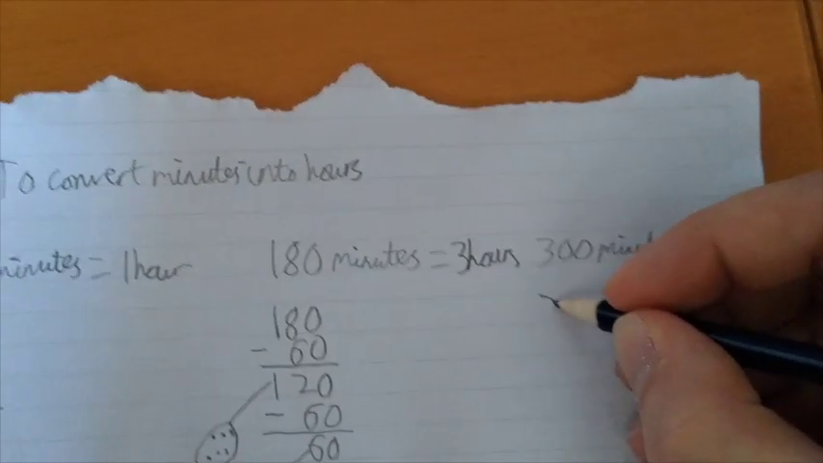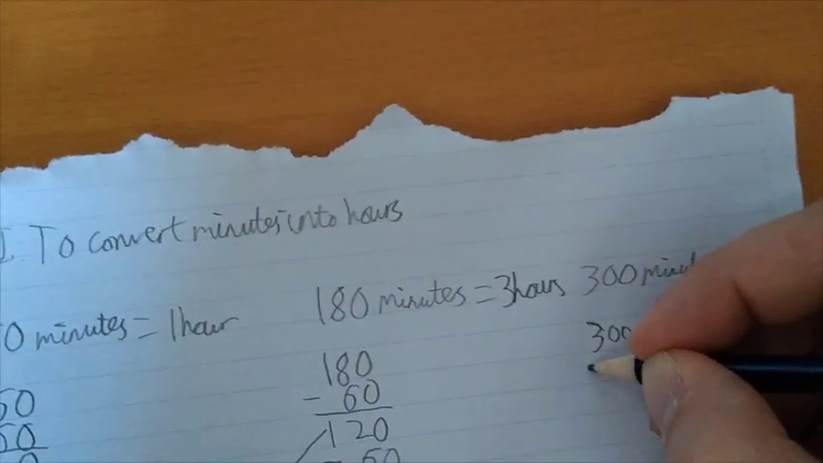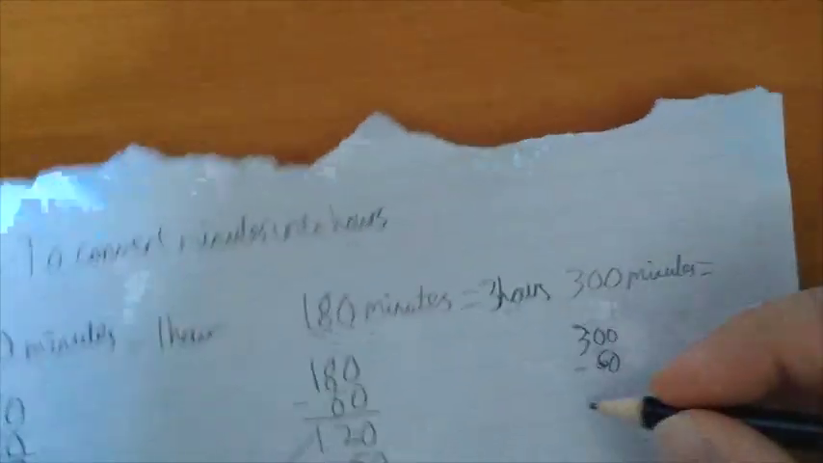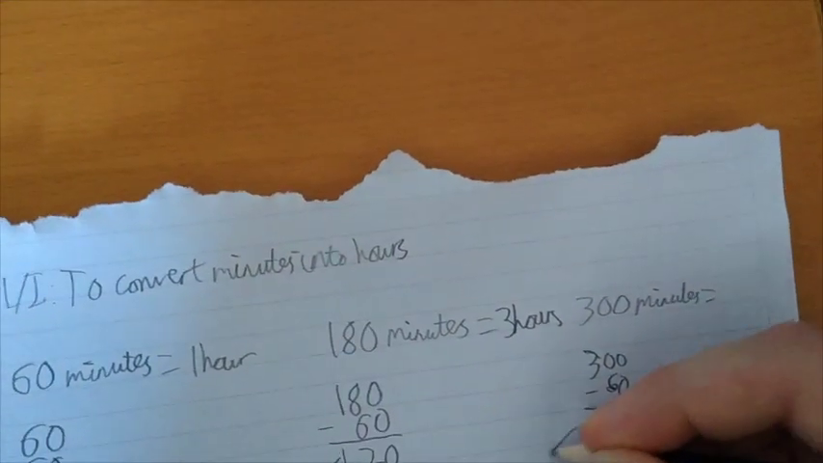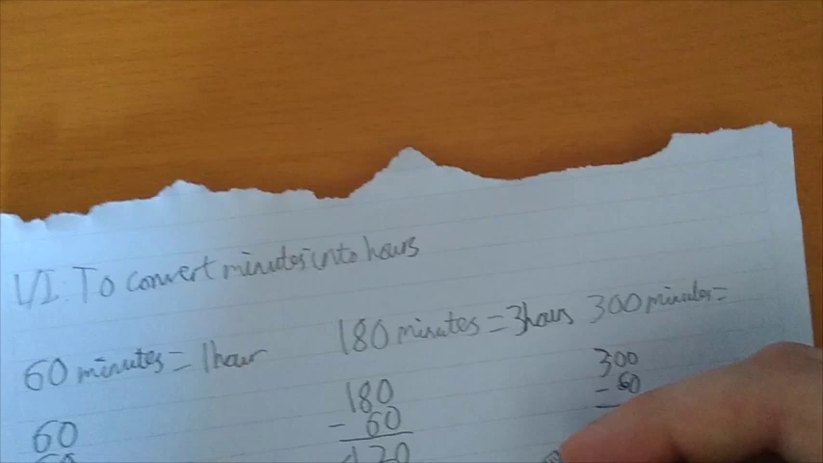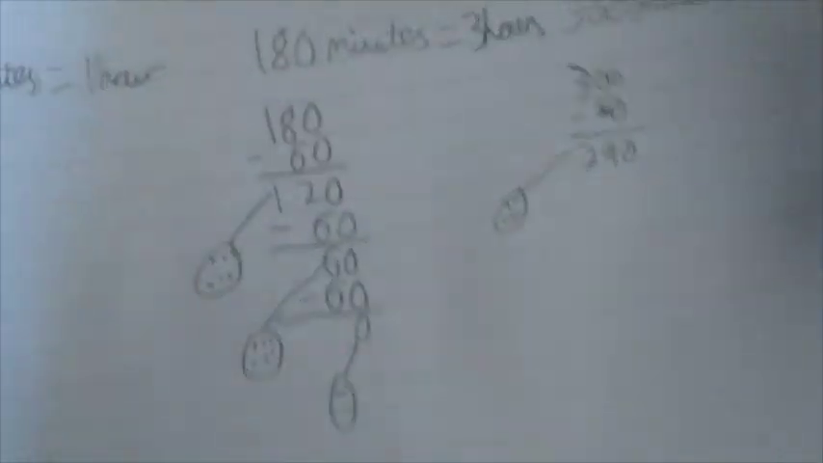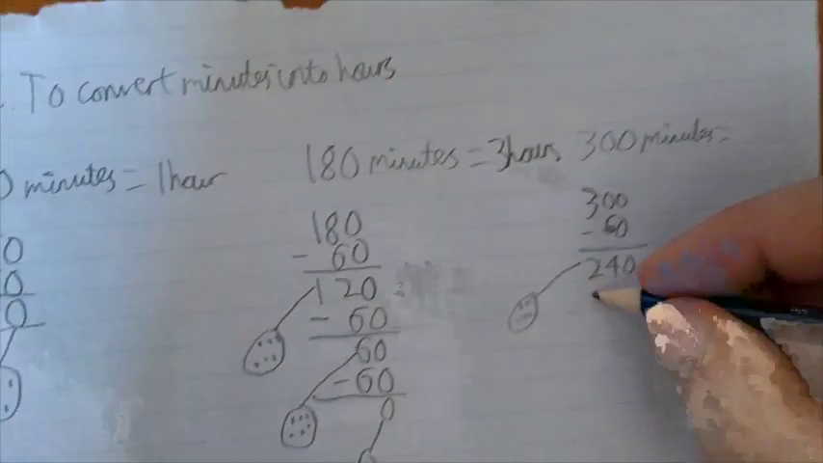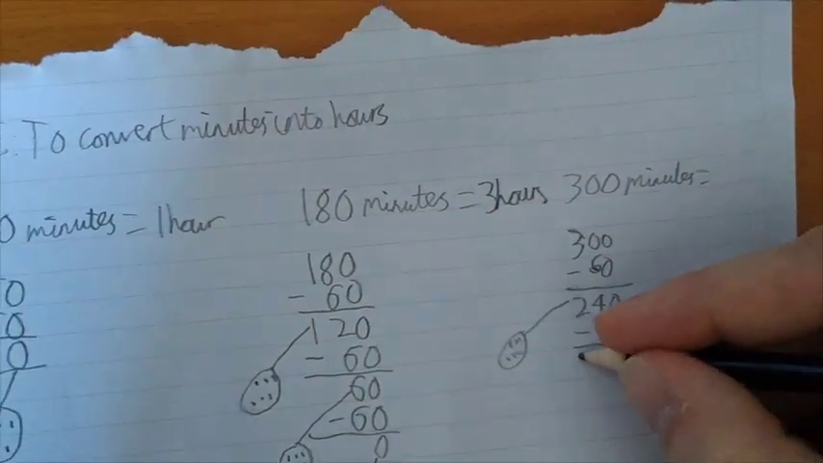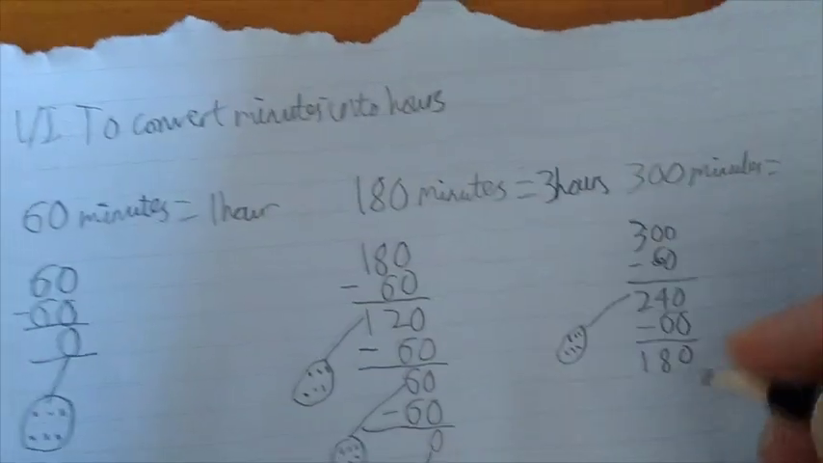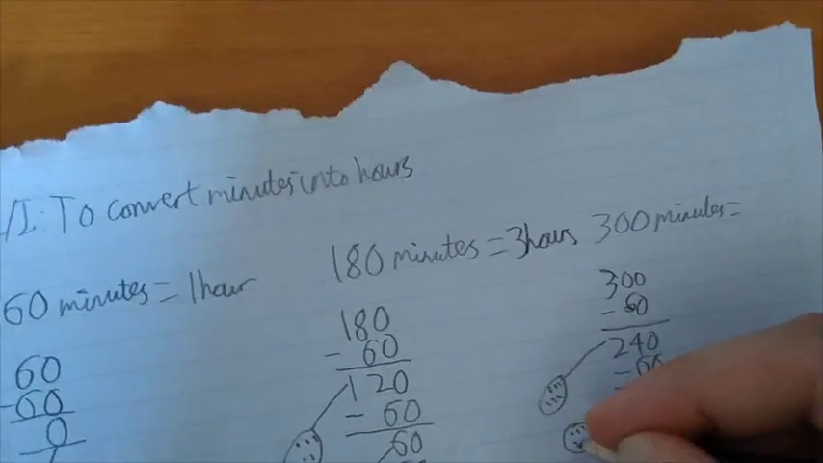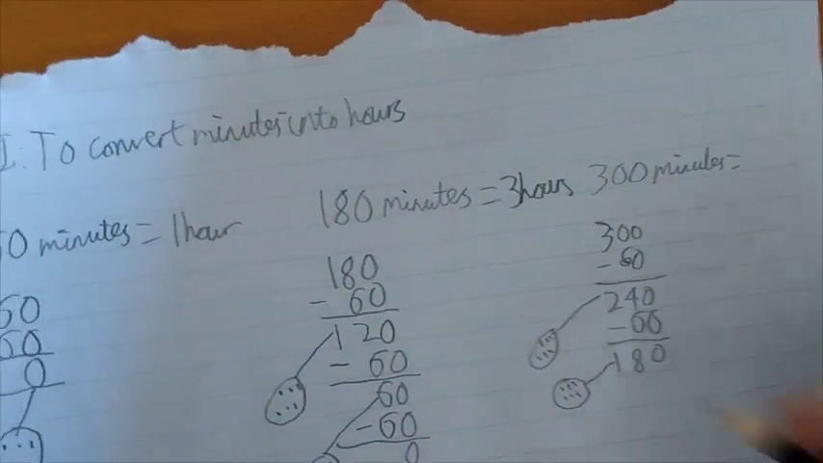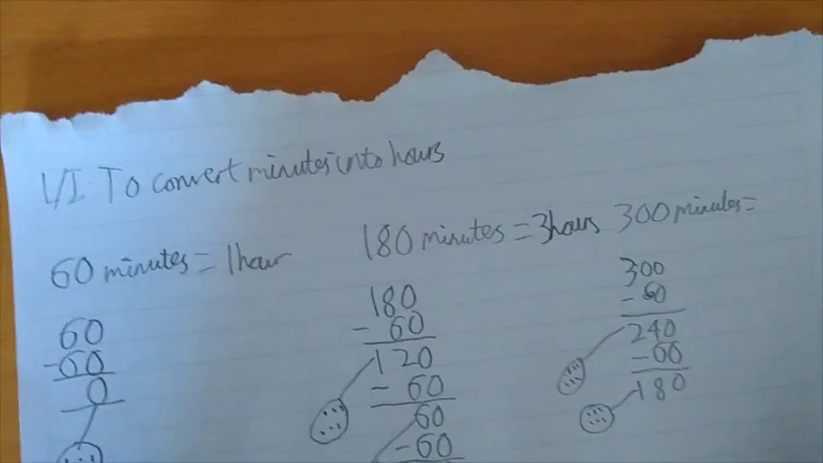So 300 minus 60 equals 240 minutes, and off of that we have one bubble which represents an hour. Take 60 off of here. We have 180 minutes left. So we have 2 hour bubbles so far, so we've got 2 hours.